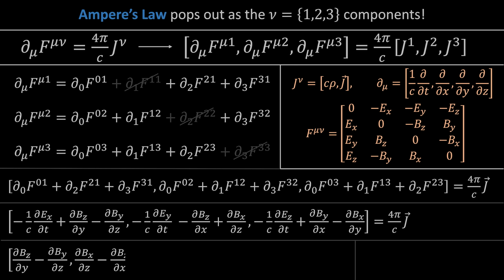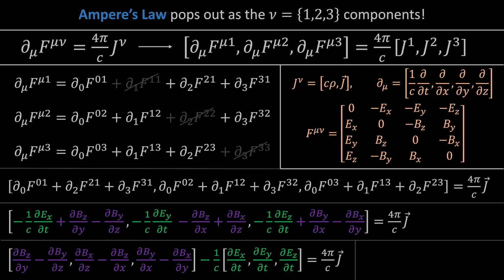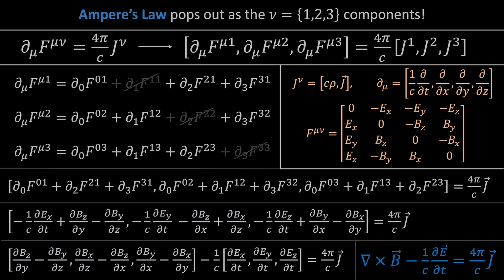Let's go ahead and separate that out into a vector with just the magnetic stuff and a vector with just the electric stuff. And now if you look at that magnetic term, you'll recognize that as the curl of the magnetic field B. And if you look at the electric term, you'll recognize that as negative 1 over c times the time derivative of the electric field E. And what do you know? Sure enough, this is Ampere's law with Maxwell's addition. Wow. And that brings us to 4 out of 4 Maxwell's equations.